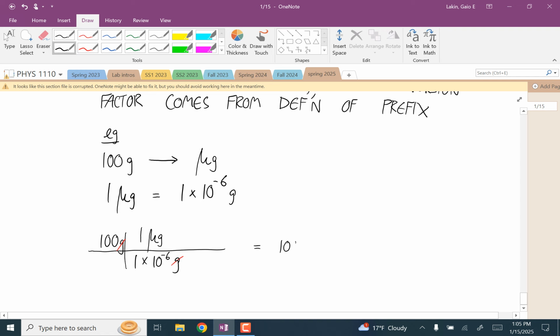this is equal to 100 times, this is an exponent rules thing. If you divide by 10 to the minus 6, that's the same as multiplying by 10 to the 6. So this is 100 times 10 to the 6 micrograms. Now you could make this 2 spots smaller to put it in real scientific notation. That means I have to make this one 2 bigger, like that.